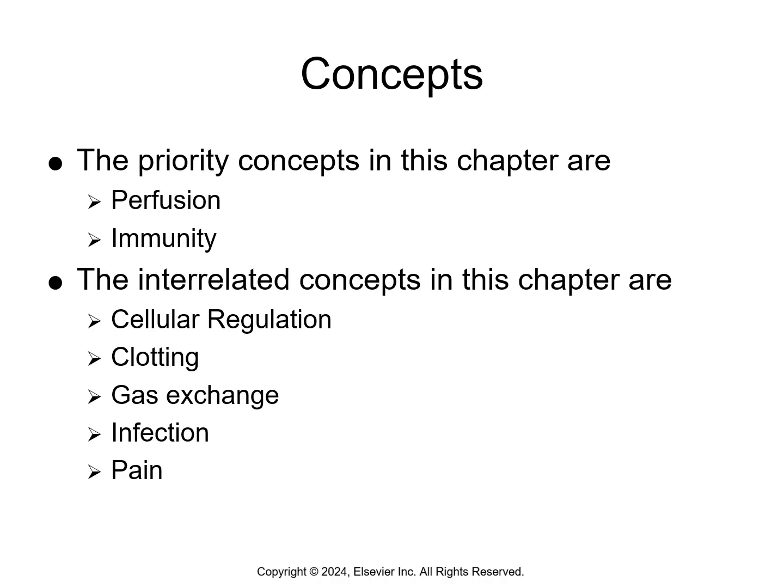So priority concepts in this chapter, again, are perfusion and immunity that we've talked about. But again, perfusion is oxygen delivery to tissues, and immunity is the ability to fight infection. And so we have the related concepts like cellular regulation, bone marrow production issues, clotting, the platelets and the coagulation factor we talked about in the last chapter, gas exchange, the oxygen carrying capacity of that hemoglobin, infection, and pain.